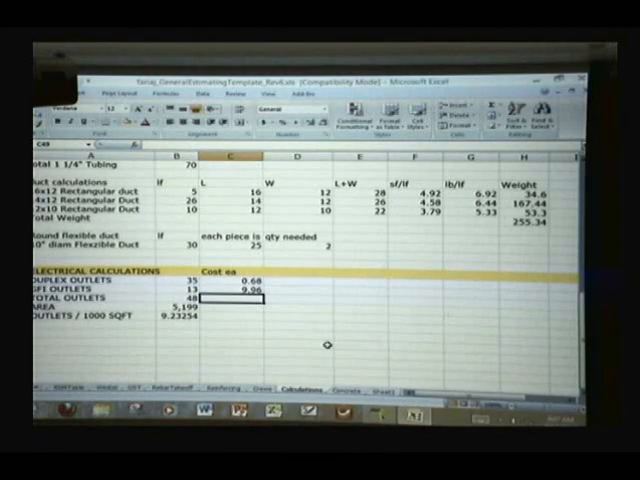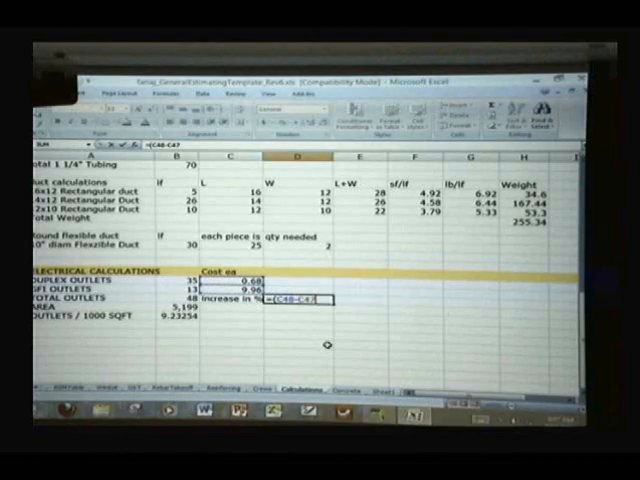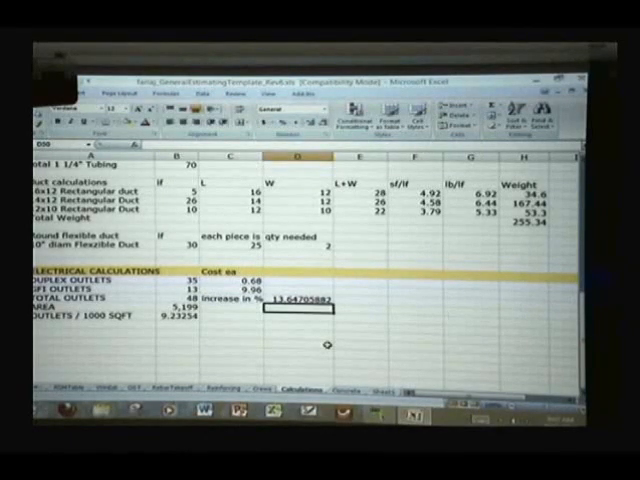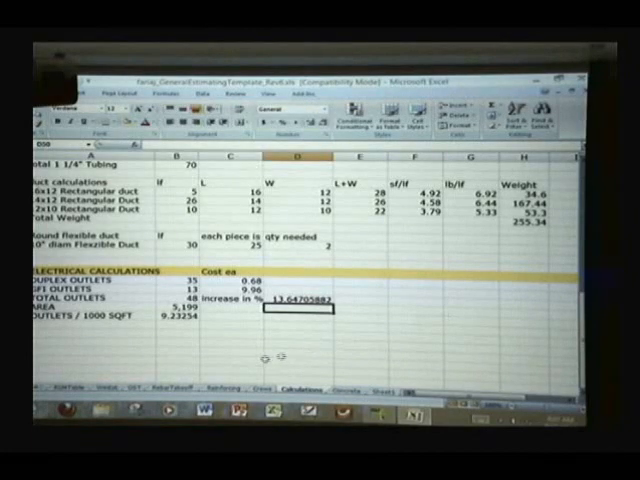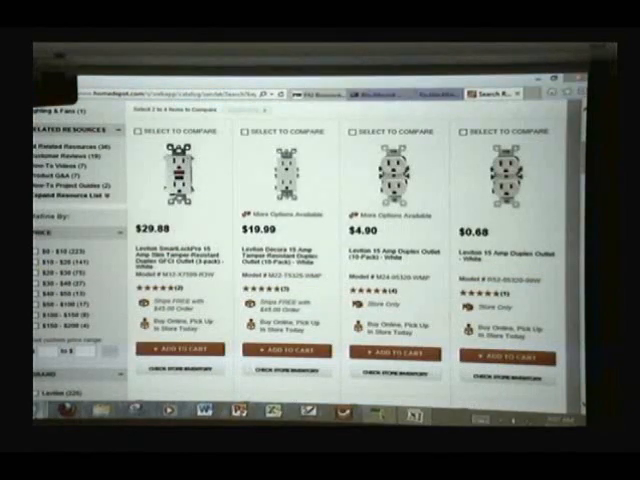So the increase in percentage will be 13 times. That sounds excessive. And it's cost per square feet. So I don't know, that's going to turn out to be extremely expensive, I think.